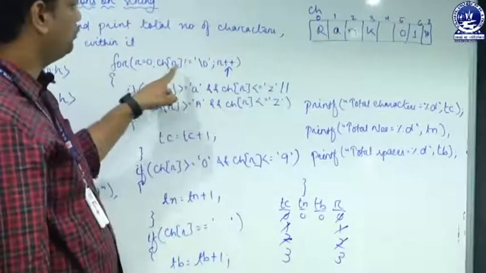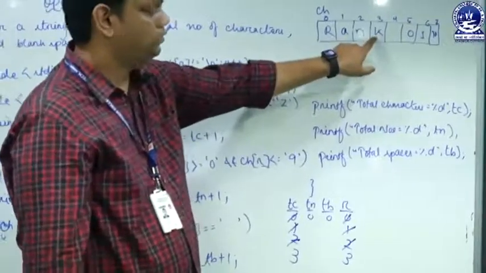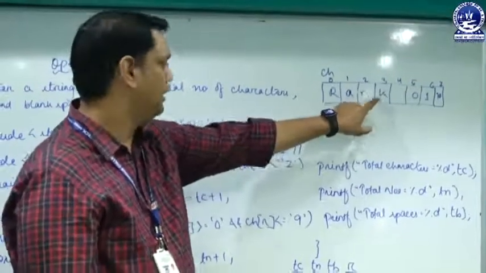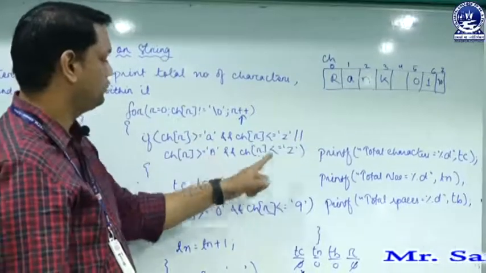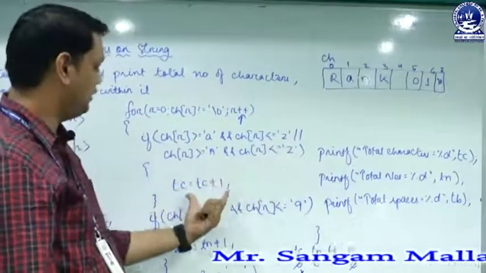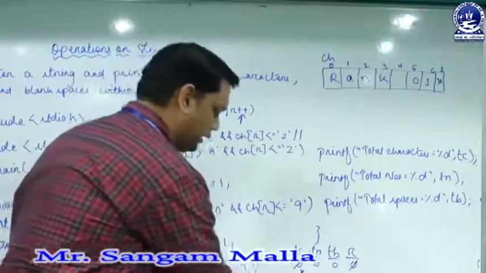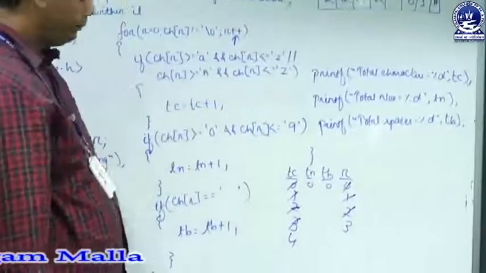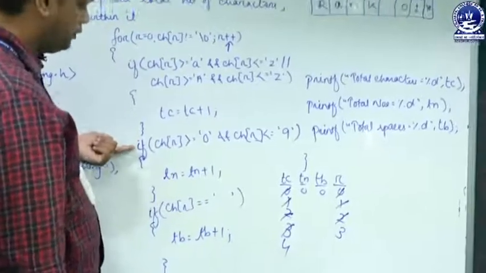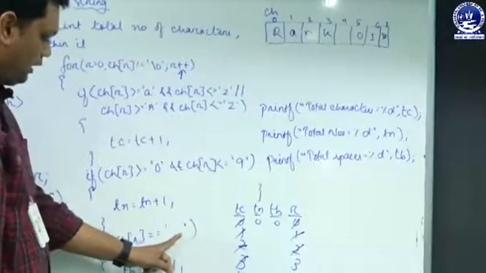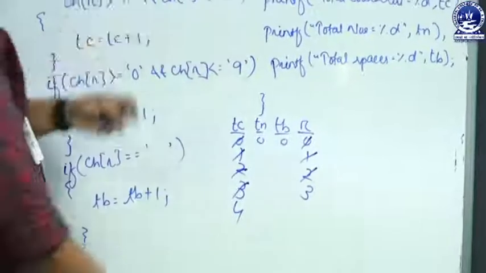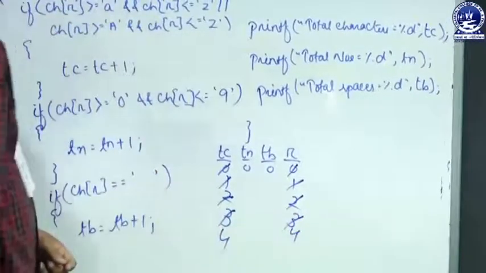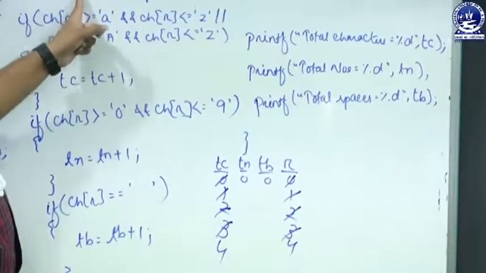Again it will check CH of R, CH of 3 is K. So K is not equal to backslash 0. It lies between capital A to capital Z, the condition is satisfied, TC equals TC plus 1. So TC has been incremented to 4. Again K does not lie between 0 to 9 and K is not a blank space, so these two conditions will return false. Again it will move over here, R plus plus, R value will be incremented to 4. Now it will check CH of 4.